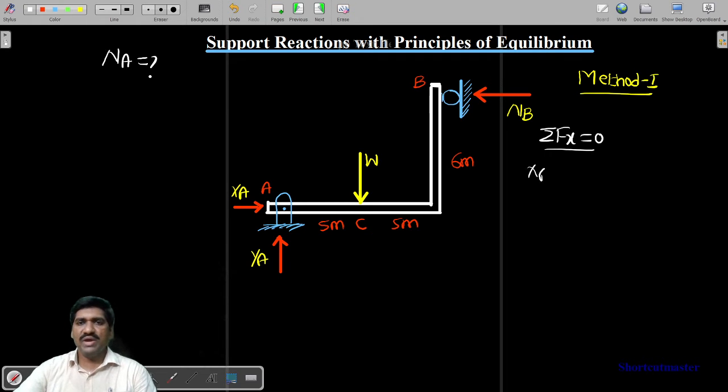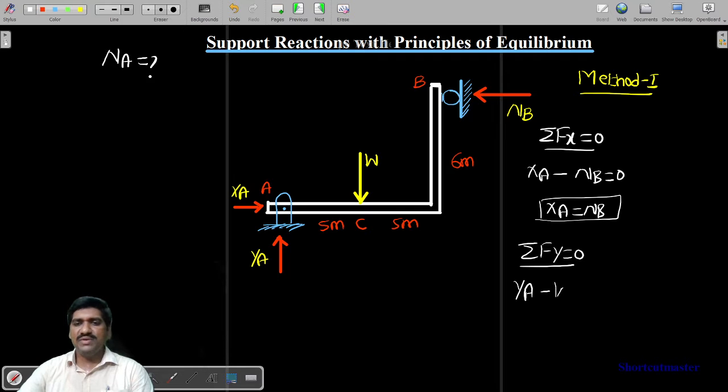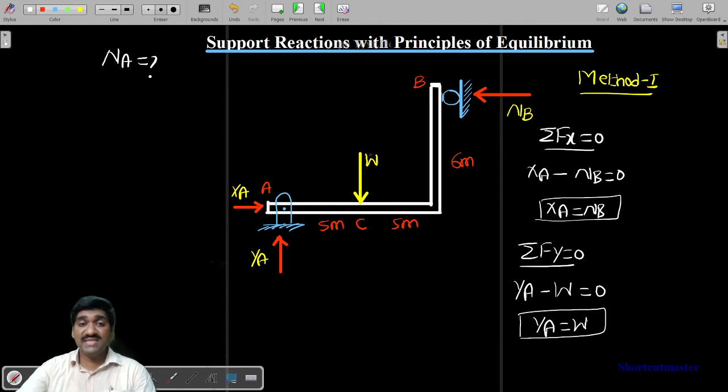So we have XA minus NB is equal to 0, or simply XA will be equal to NB. Therefore, for getting XA we definitely need NB also. And what about summation of Fy? YA is acting upward, W is acting downward, equal to 0. Therefore, YA will be equal to W. We can bring out YA, because in the examination W will definitely be given.